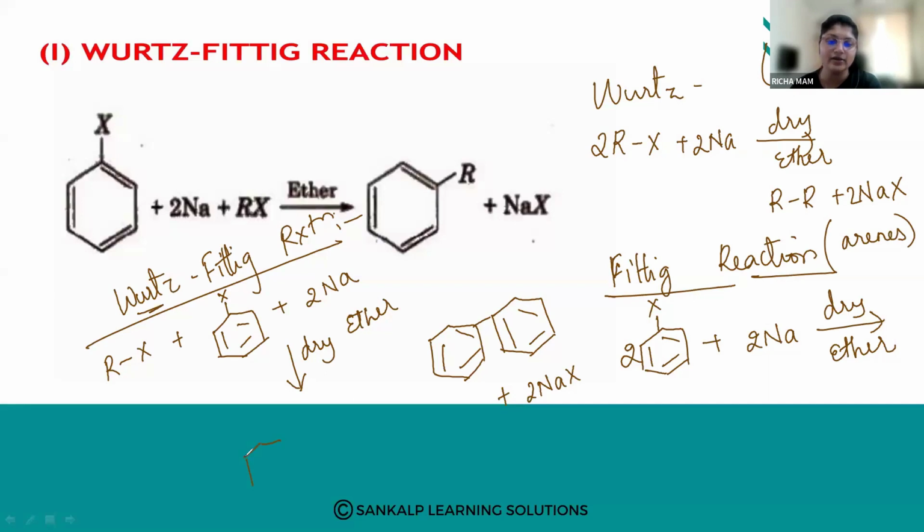Yes, we are going to get an alkyl arene as the product. So these are the main important reactions: Wurtz reaction, Fittig reaction, and Wurtz-Fittig reaction. Is it clear? Yes. These are very important reactions asked for 2 marks. Important question asked for 2 marks.